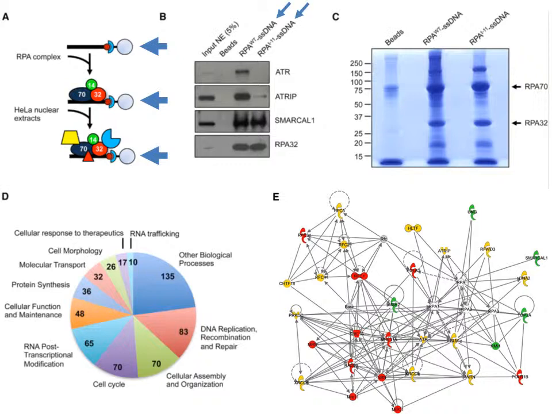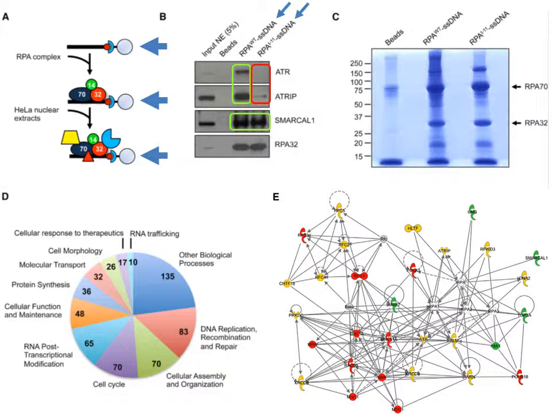RPA mutant. T11 is a separation of function mutant, fully proficient for DNA replication but defective for DNA damage signaling. This defect is caused by a mutation in RPA70, which abrogates its interaction with ATR-ATRIP and other critical regulators of the DNA damage response. In contrast, the helicase Marechal1, which binds to RPA32, interacts equally well with wild-type and T11.